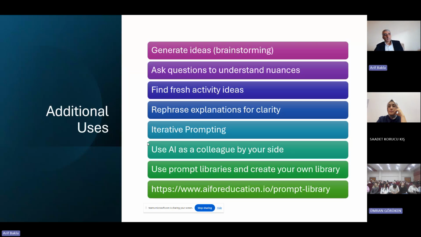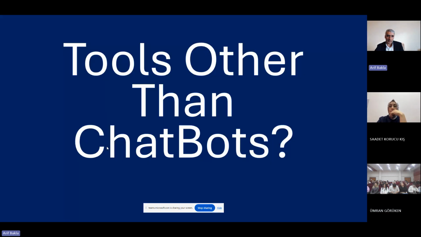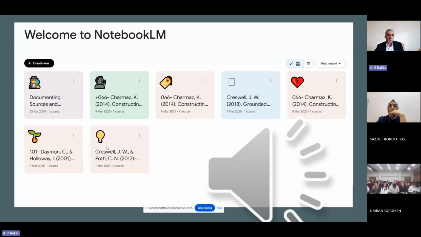You can generate ideas. As I said earlier, AI tools are just a colleague by your side. Always discuss with them, ask their opinion, and also improve upon their output. Ask for activity ideas. Don't forget iterative prompting. That's it. These are important points. So I have always talked about basic chatbots so far, but we have others. I just want you to try this. Google Notebook LM, it perfectly creates podcasts. I want you to listen.